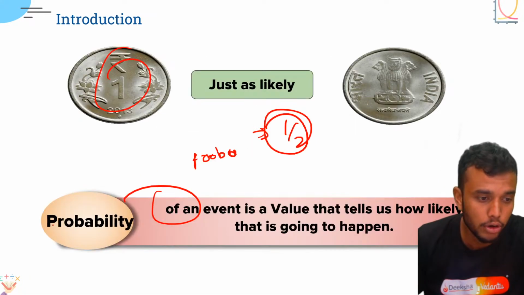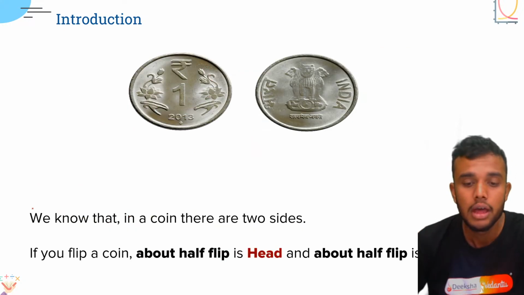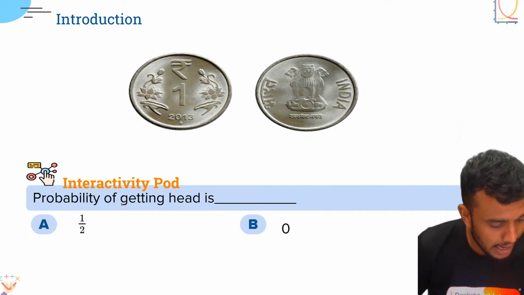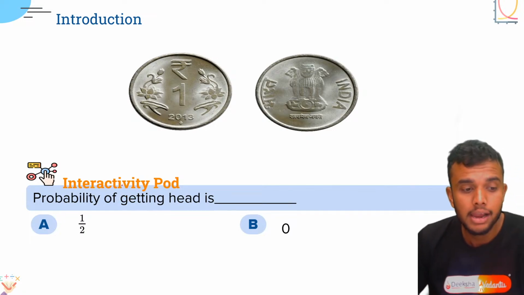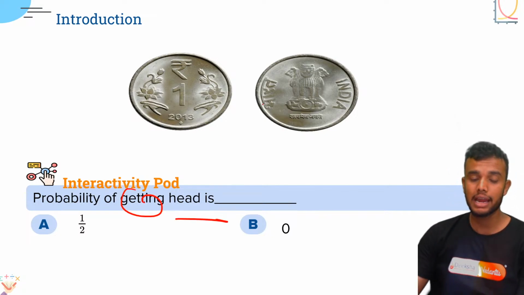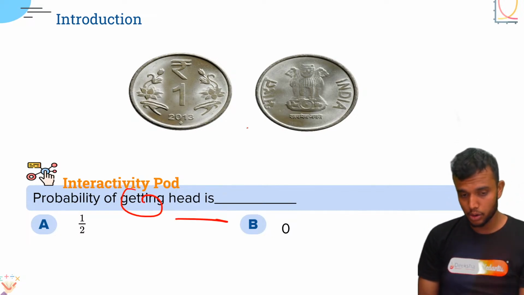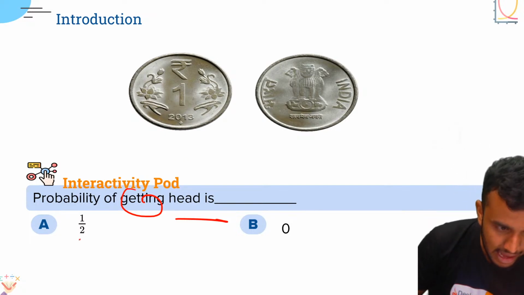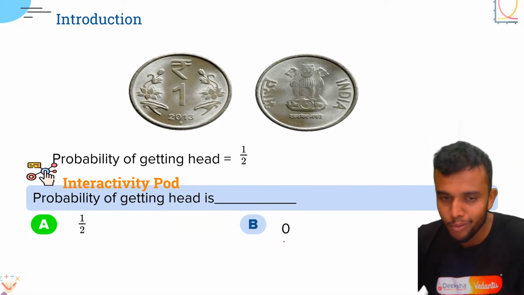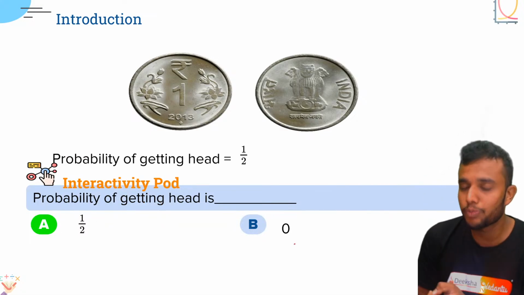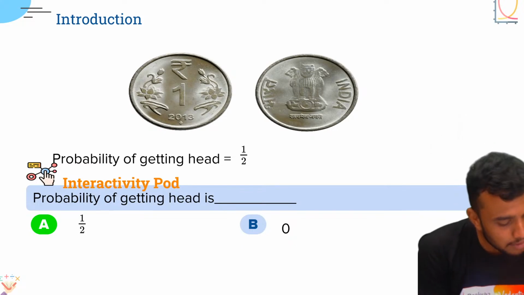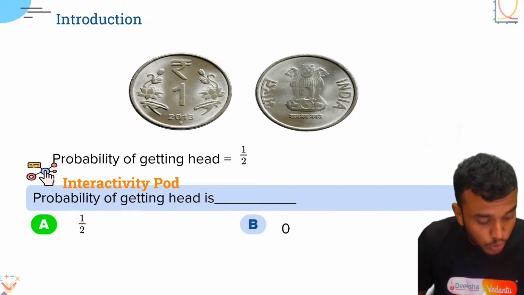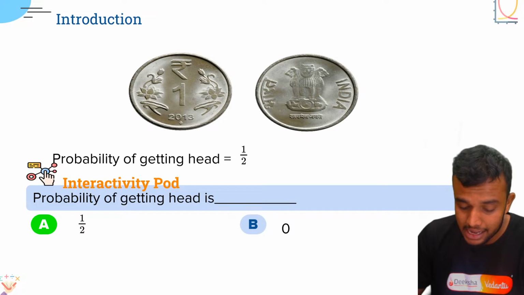Okay, the definition is very important. It is a 2 marks important question for your board exams. Head and tail we already know. Here is one simple interactivity pod question: the probability of getting a head is what? If we toss a single coin, when a head happens, it happens. The answer is 1 by 2. Whenever we toss twice, either one time it comes head and the other tail.